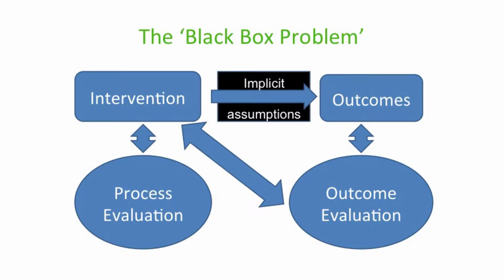So you can see from the slide that process evaluation looks at the intervention and understanding the intervention, whether it's achieved its aims. Outcome evaluation tends to understand the intervention to some extent, but is focused really on the outcomes. But in between the intervention and the outcomes, there are a lot of implicit assumptions, which we call the black box.